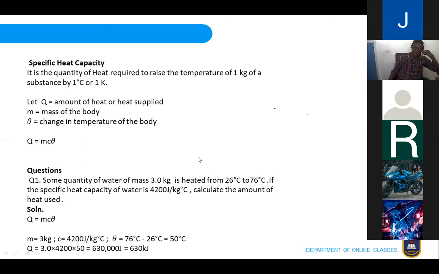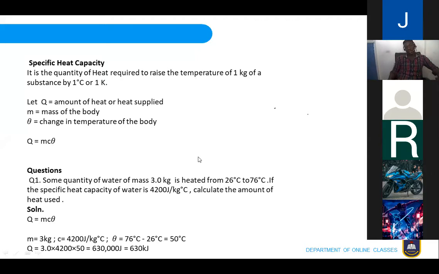You can see that the C over here is not like the previous one. The previous one, I said, is capital C. This one is small letter c, which represents the specific heat capacity. So Q equals MC theta. And anytime you want to solve this, make sure your mass is in kilogram.